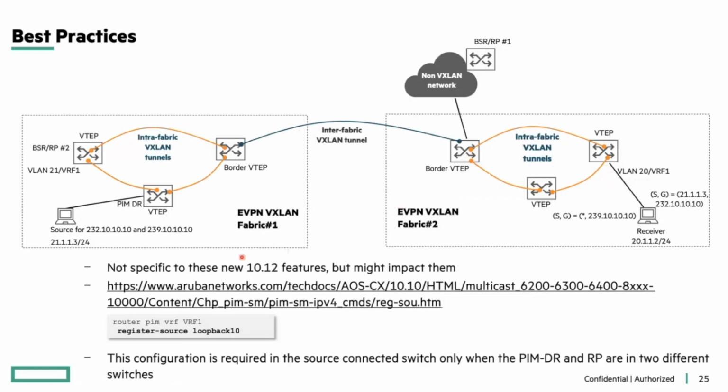Best practice, but not specific to these new 10.12 features, though it might impact them. This was released in 10.10. So if you have a source and the BSRs and RPs are different, you need to configure this on this VTAP here to register the source correctly. That's new, so just a reminder.